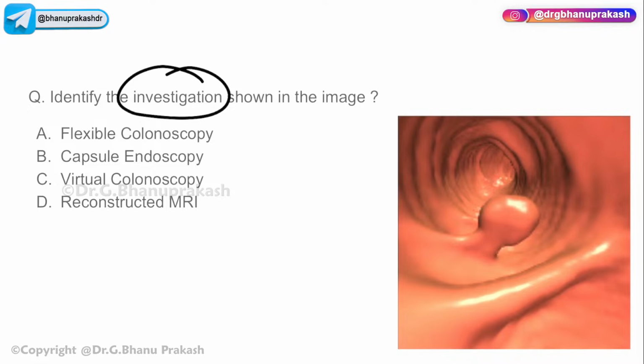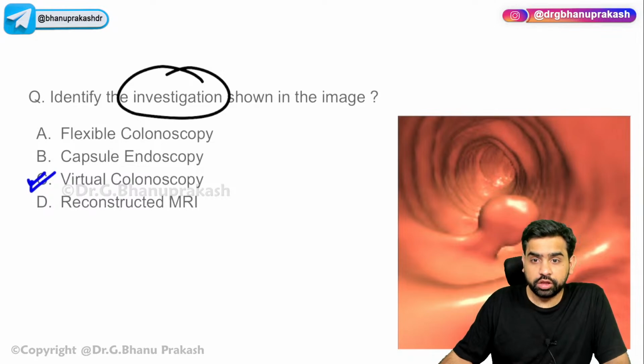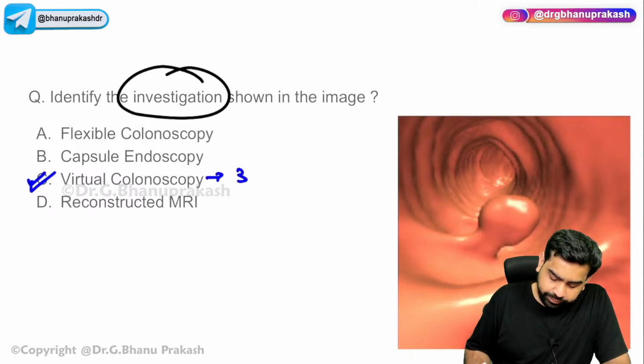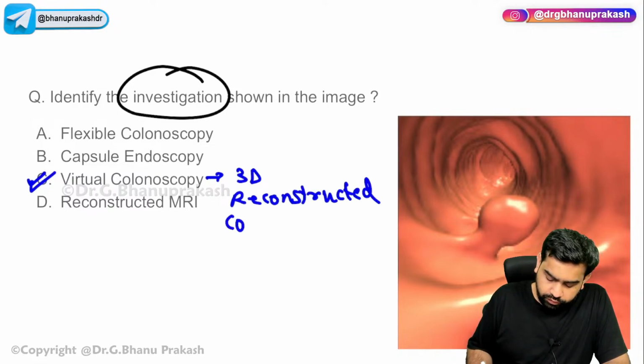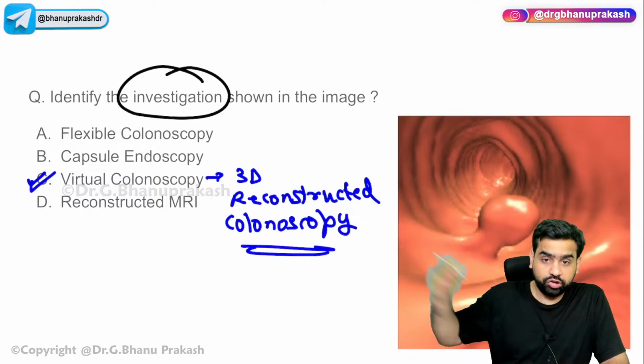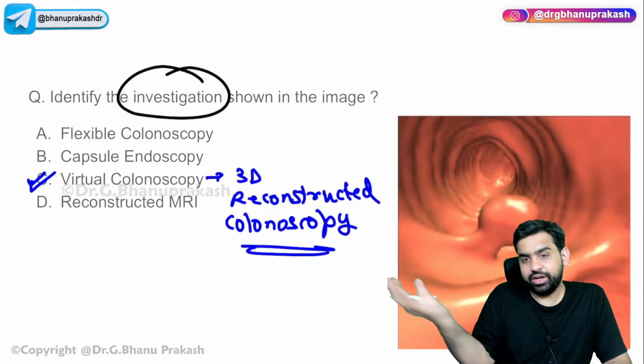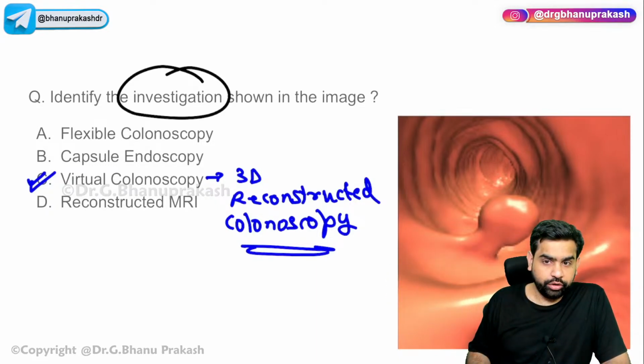Okay, so again, I understand that this is not a very good question to be asked, but I'm just trying to tell you what this is. This is a virtual colonoscopy. This is what is called a 3D reconstructed kind of colonoscopy. So the 3D reconstruction of the CT scan is what leads to this virtual colonoscopy. Do you understand my point?